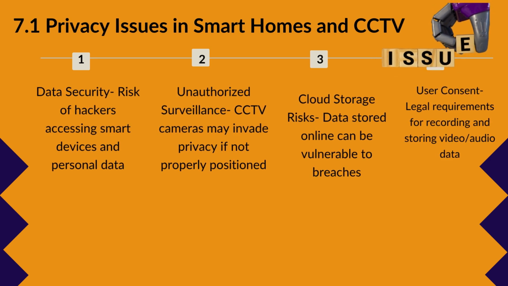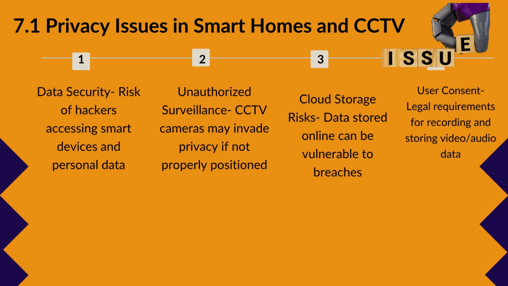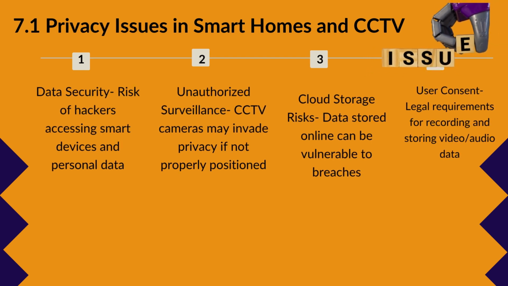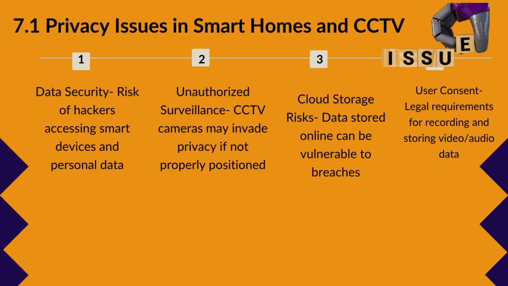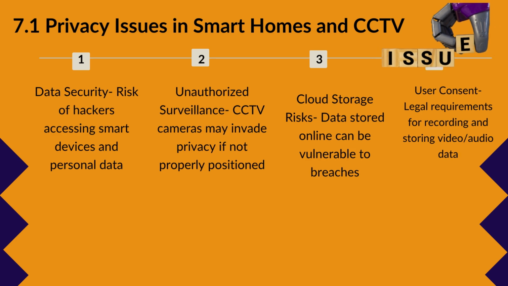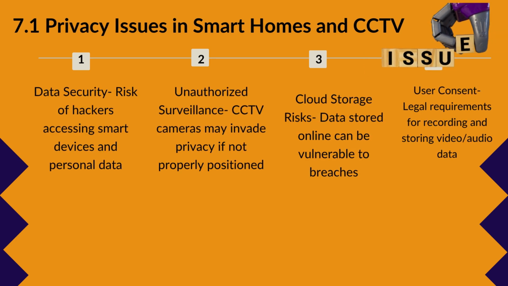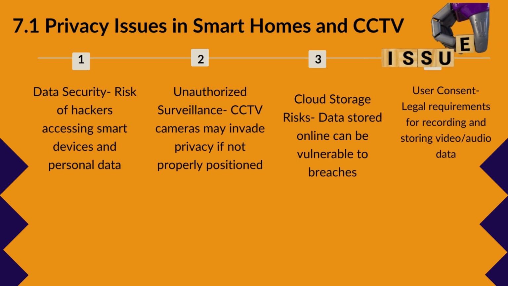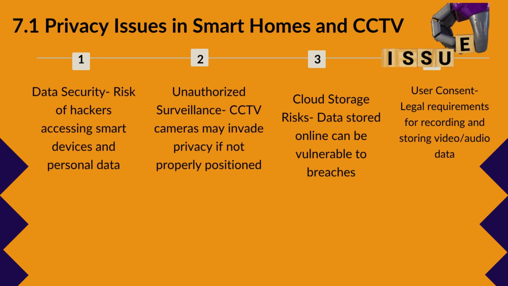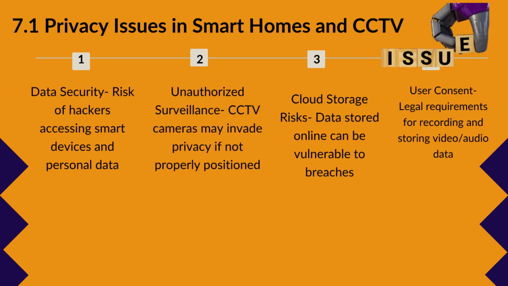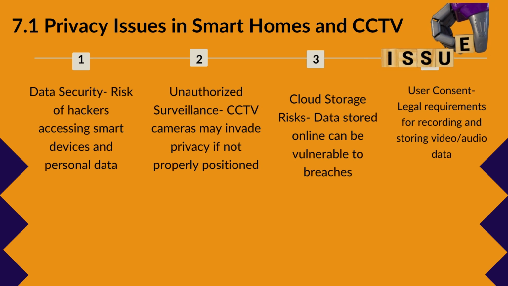Also, you have to ensure that your cameras are not seeing somebody's privacy, maybe another compound or another neighbor's privacy or facility. This is very important because they can sue you for that, which is unauthorized surveillance. A CCTV camera may invade privacy if not properly positioned. So the next compound and next neighbor should be protected. Their privacy should be protected in the sense that your camera should not be pointing towards their compound, to avoid any litigations.